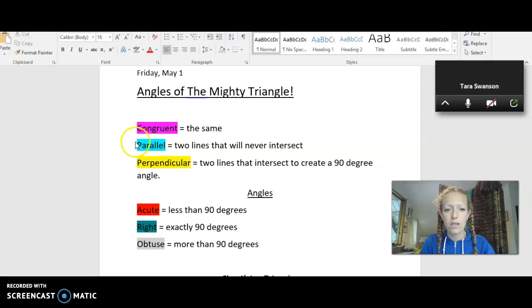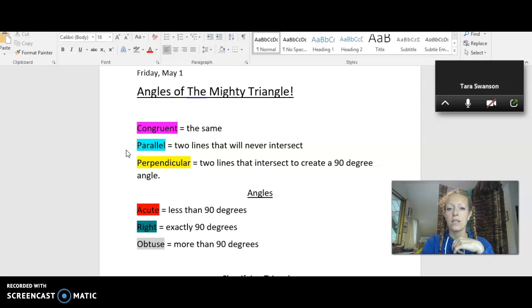Okay? Next is parallel. Something that's parallel will never run into the other thing. So if I have two lines that are parallel, maybe you could find that in a rectangle or a square, those two lines should never intersect. If I keep drawing them, they will just go right alongside each other forever and ever. Perpendicular is the opposite. Lines that are perpendicular will intersect. They will form a 90-degree angle where they intersect.